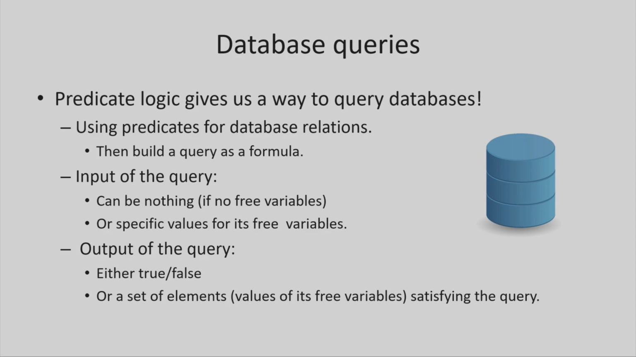So we could use those predicates built on database relations to write formulas, and then we could use those formulas to query databases. So a query can be just a statement that returns true or false, or it can take some free variables. And often when it takes free variables, there is one additional step, and that is returning all the possible values in the database of those free variables for which the query is true. So let's see some examples.